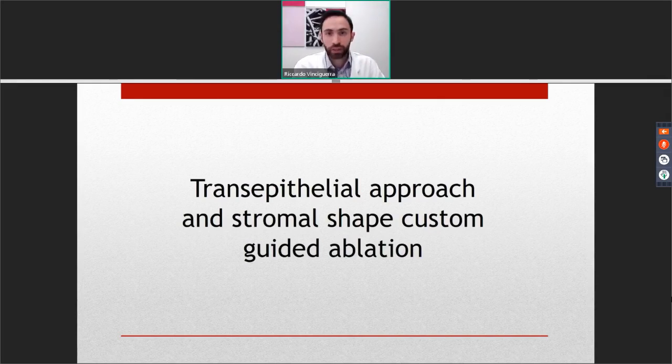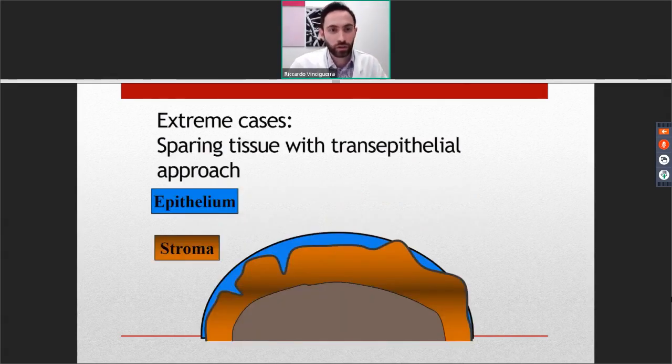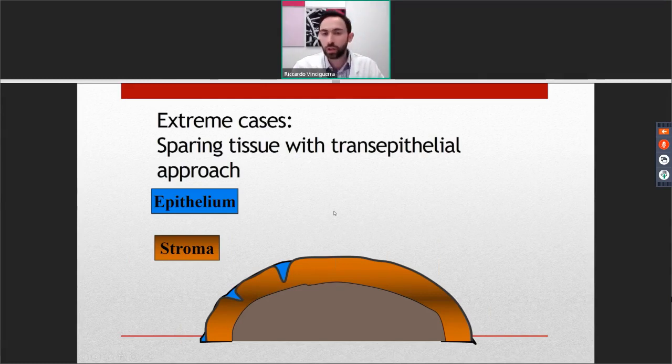But in some corneas this will not be the case. So imagine a cornea like this that is very regular. For example, this could be a keratotomy. If you do a transepithelial approach, you leave some epithelium, and then you leave the epithelium to fill the gaps, and you will still have a regular cornea in the end.